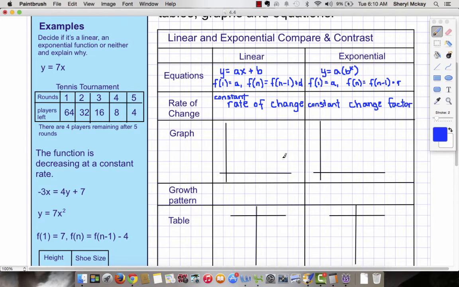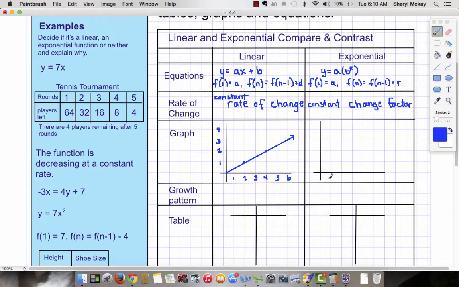If we want to graph a linear equation or a linear function, it would look something like this. This is 1, 2, 3, 4, 5, 6, 1, 2, 3, 4. So if we wanted to graph something, we might have a point here, and a point here, and a point here, and then we would graph a line connecting them.